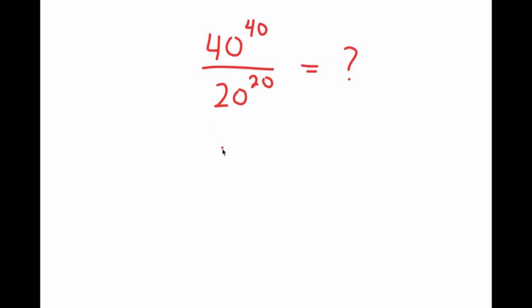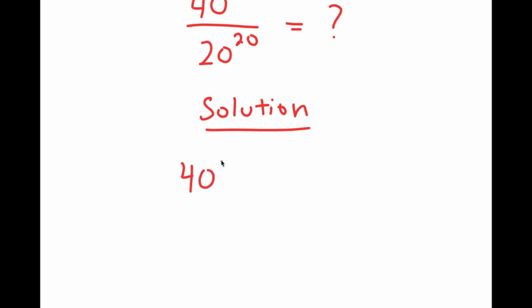Alright, so in this video, I'm going to be solving the problem 40 to the power of 40 over 20 to the power of 20. So, for my solution, what I'm first going to do is rewrite 40 to the power of 40 as 40 to the power of 20 plus 20. So now I have 40 to the power of 20 plus 20 over 20 to the power of 20.